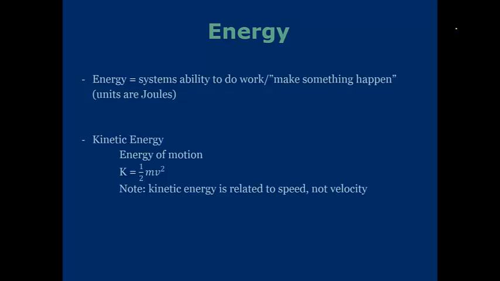The first is kinetic energy. This is the energy of motion, and it's represented by the equation K equals 1/2 mv squared, or kinetic energy equals 1/2 mass times the speed squared. Make sure you realize that kinetic energy is related to speed, not velocity. This is because energy as a whole does not require a vector quantity.